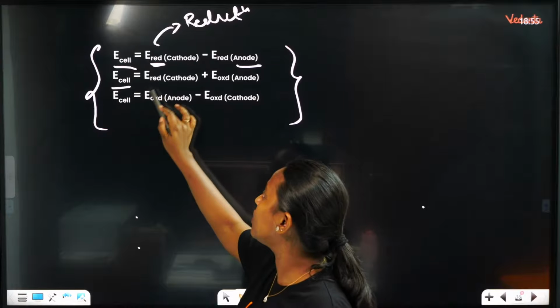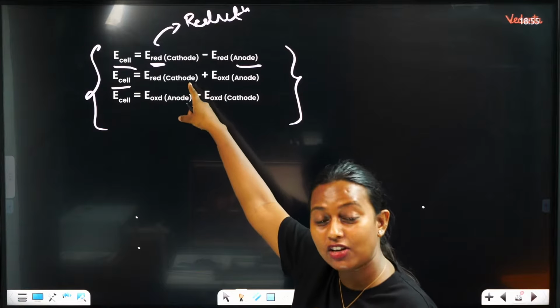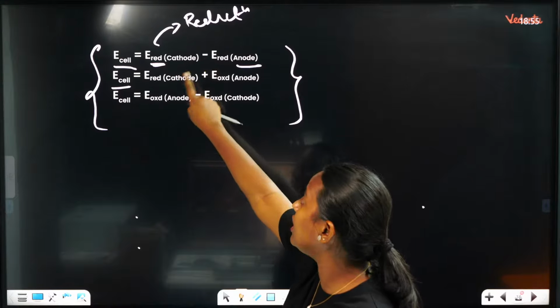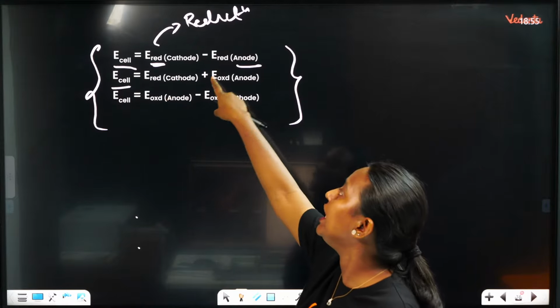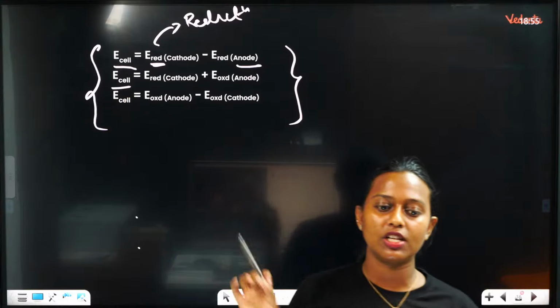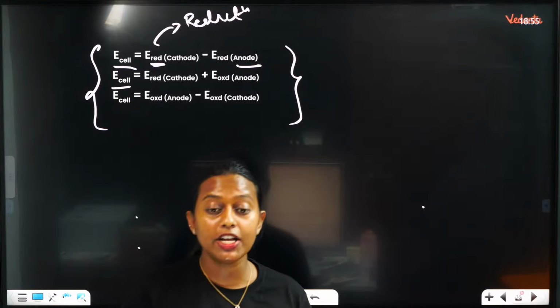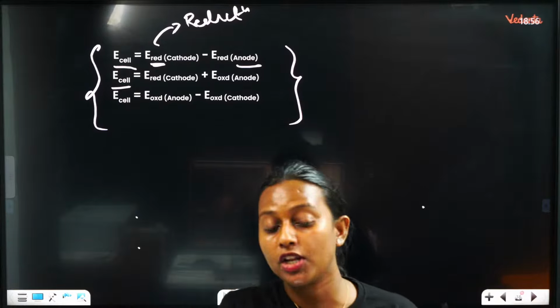So E cell is equal to E red, reduction at the cathode, plus E oxidation at the anode. And these 3 equations are actually very important to calculate the potential of a cell.